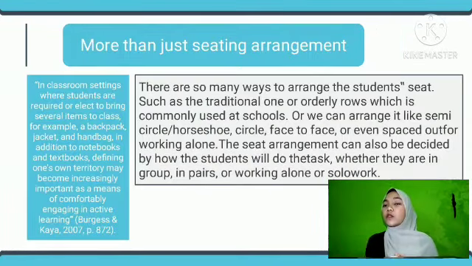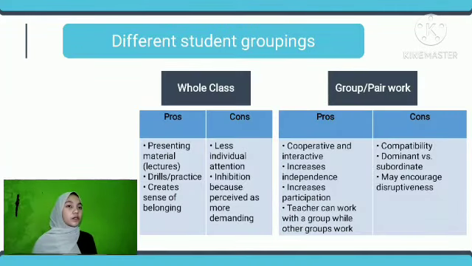And then there are so many ways to arrange the students' seats, such as the traditional one or orderly rows, which is commonly used at school, or we can arrange it like a semicircle or horseshoe, circle, face to face, or spaced out for working alone. The seat arrangement can also be decided by how the students will do the tasks, whether they are in groups, in pairs, or working alone or solo work. And for the second one is different student grouping.